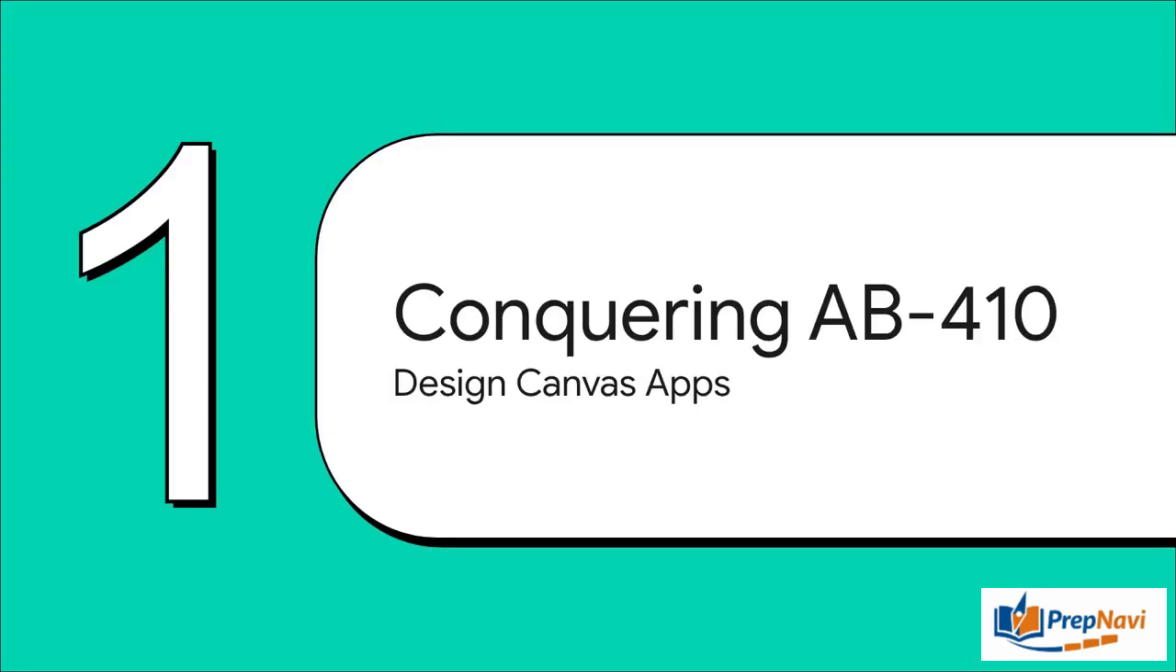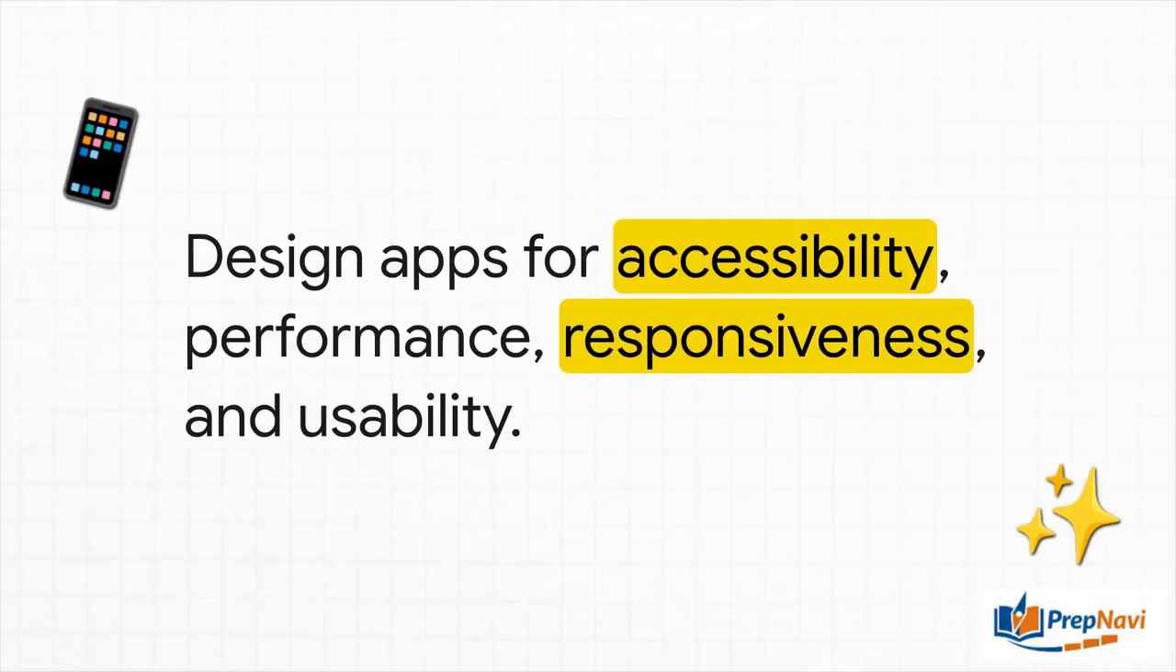Starting with Section 1, Conquering the AB-410 exam. You know, when you sit down for this test, the stakes are high. Your understanding of structural app design is going to be tested right out of the gate. I mean, before you even think about bolting on advanced AI features or complex business process flows, the AB-410 exam explicitly requires you to know how to design Canvas apps using data with a strict focus on core usability. You literally must be able to design apps for accessibility, performance, responsiveness, and usability. It is the absolute bedrock of your app. Think about it. If your app isn't responsive or accessible to all users, the most advanced features in the world just won't save it. You've got to keep this foundational requirement top of mind on test day.